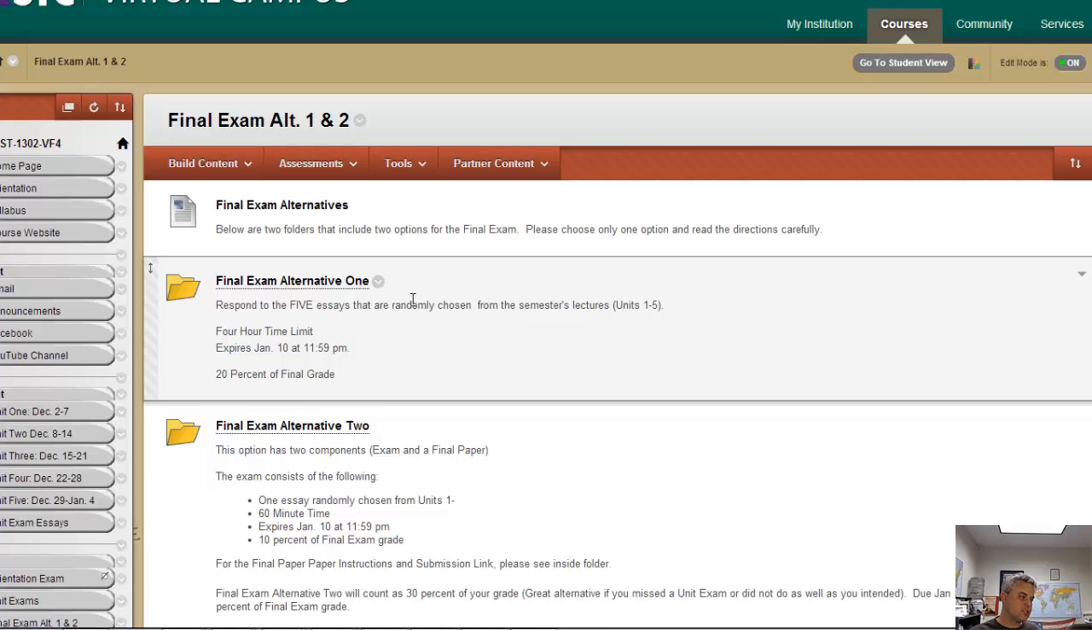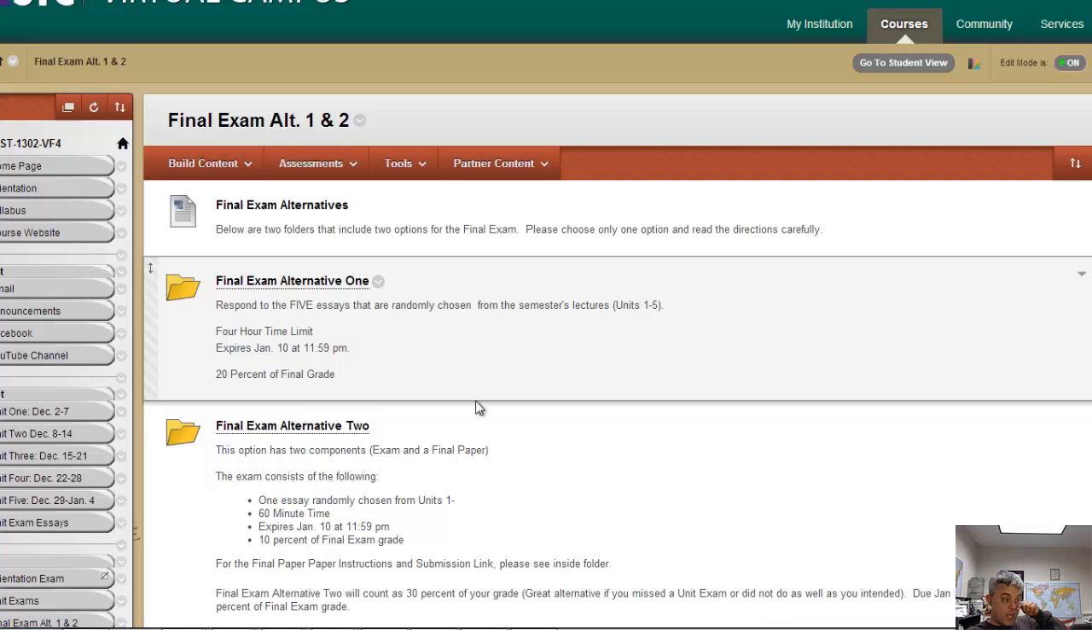And this is just a straight ahead kind of version of what you've been doing with the unit exams. The only difference here is it'll be 5 essays that you'll have to respond to from units 1 through 5. And you will have a 4-hour time limit. And this one will constitute 20% of your grade if you choose this one. Right, so nothing's changed there.